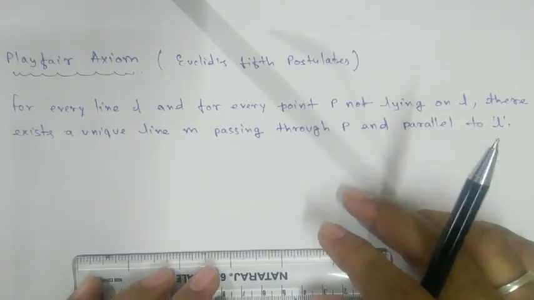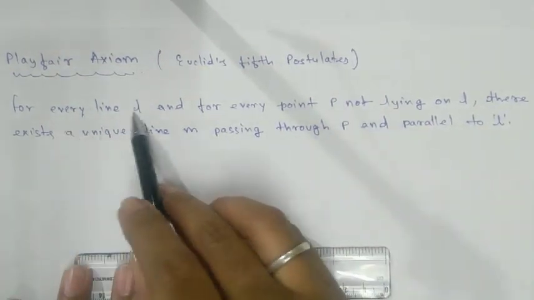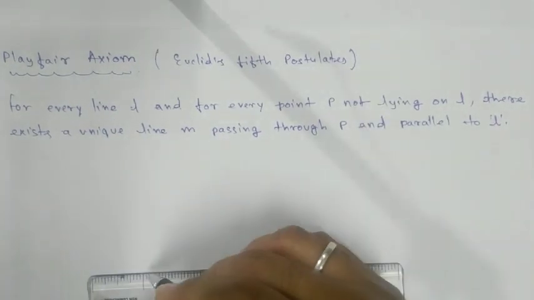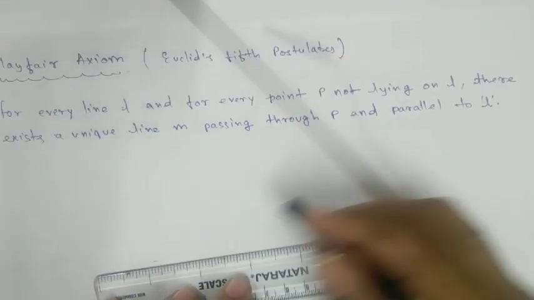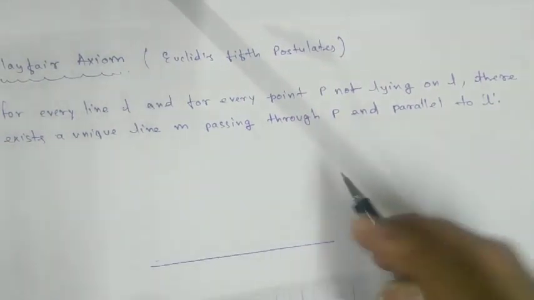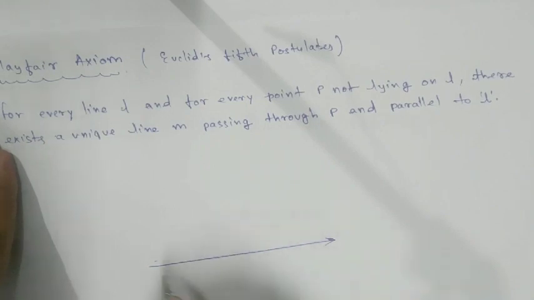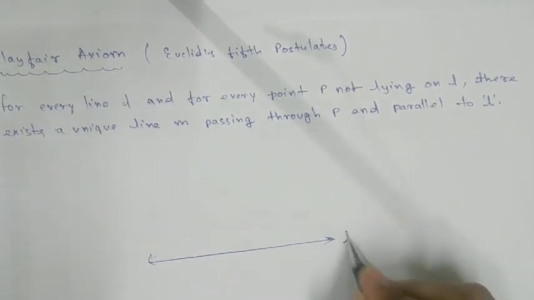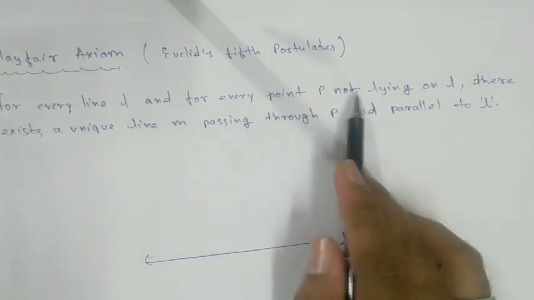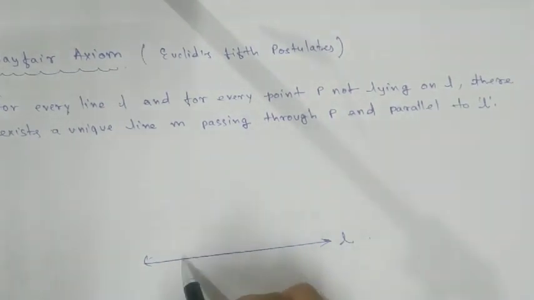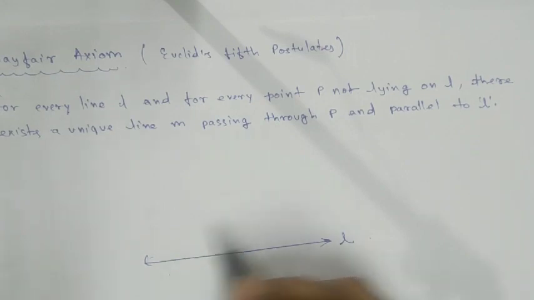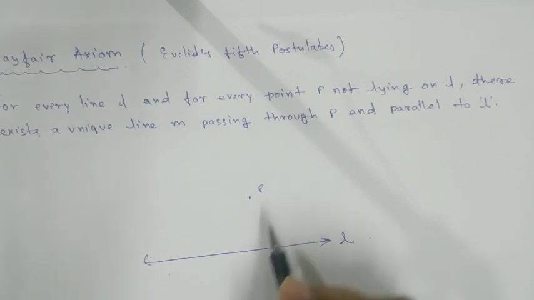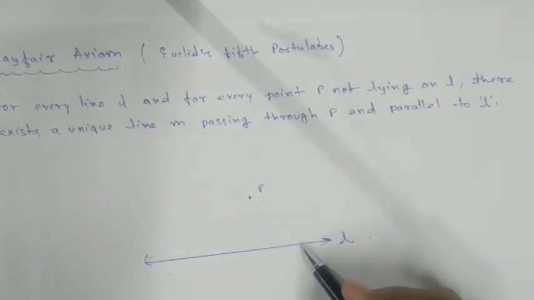So let's see what they are saying. For every line L, take any line. This is your line. Not necessarily horizontal, you can take any line. I'll give it a name. And for every point P not lying on it, means you take any point P anywhere. You can take here, anywhere. So I'm taking here. Remember, not lying on L. It should not be on L.